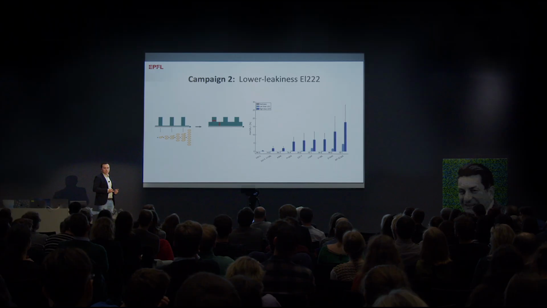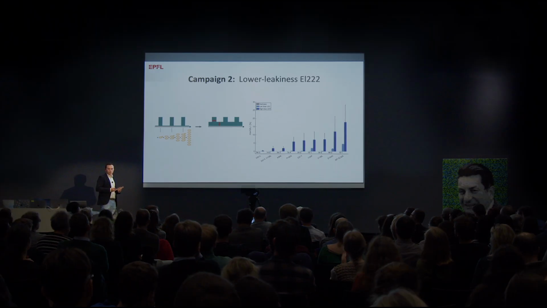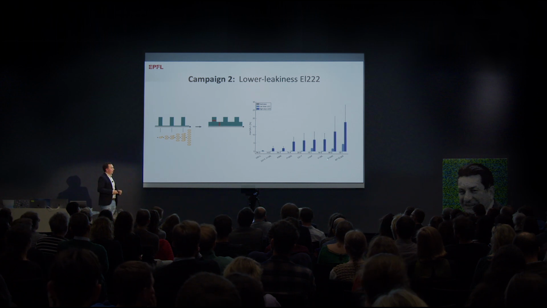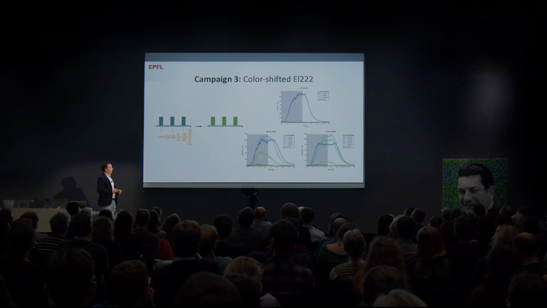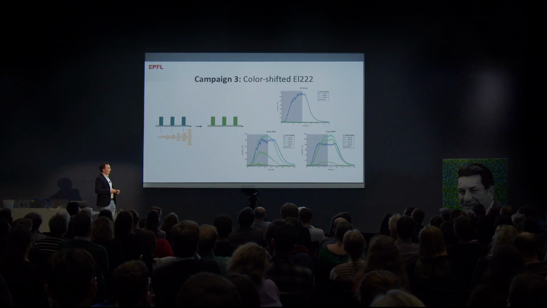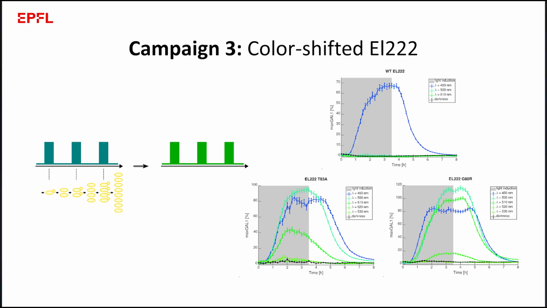This was important, for example, for synthetic biology applications where you want to control a toxic gene, where you really want no expression in darkness. And we have discovered several variants which have very low leakiness indeed. In the third campaign, we have grown cells under green light and discovered two different variants, which basically unlock the green responsiveness in the wild-type EL222, and which are only one mutation away from it.